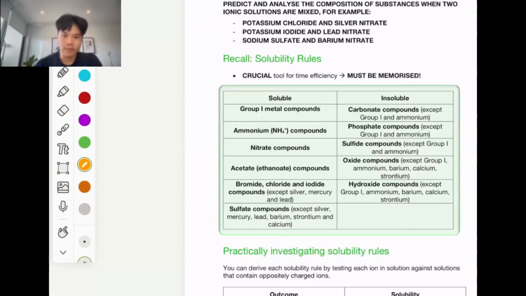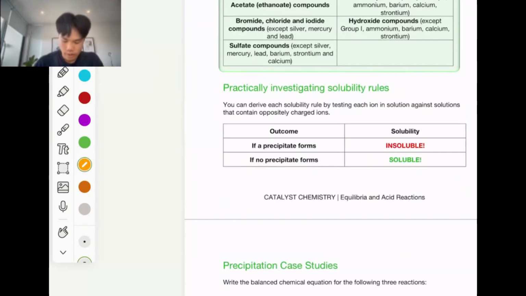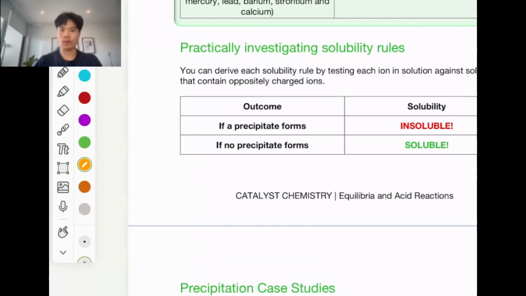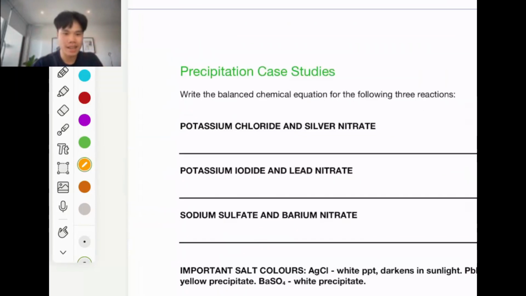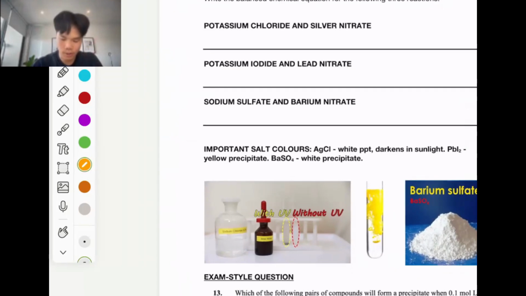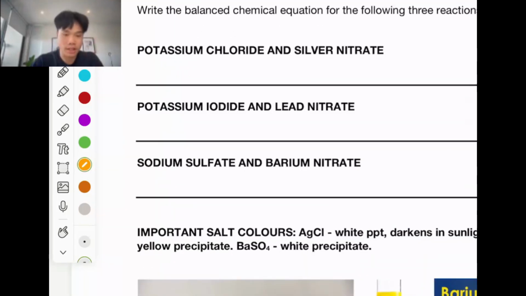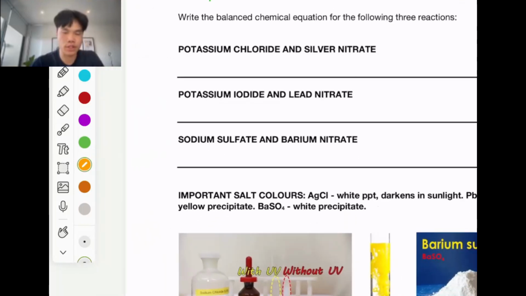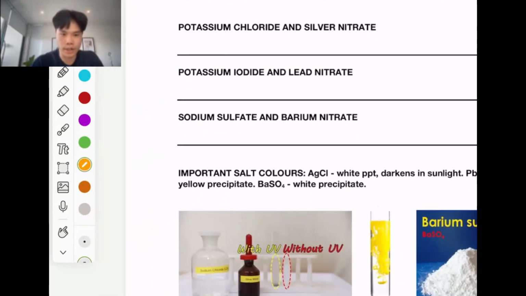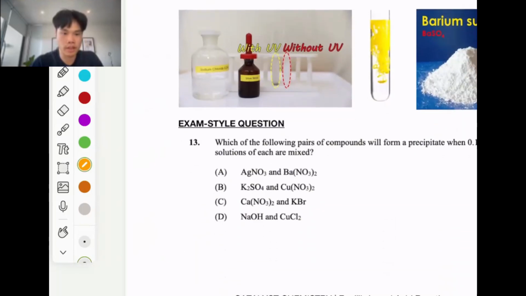Solubility rules, needless to say. NAGSAG, PMS, Castrobear, whatever way you remember it, you have to have it memorized. Be able to investigate whether certain ions are soluble with each other. If you perform a test where you combine them together and there's a precipitate, it means they're insoluble. That's pretty much it. And there are 3 case studies listed in the syllabus: potassium chloride with silver nitrate, potassium iodide with lead nitrate, and sodium sulfate with barium nitrate. You should know the colors of these from Mod 8 now anyway, but there's a quick refresher of those equations. You need to know how to write those equations and remember their colors. More important for Mod 8 though.